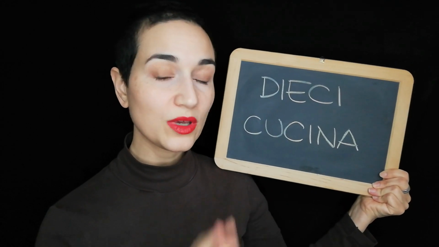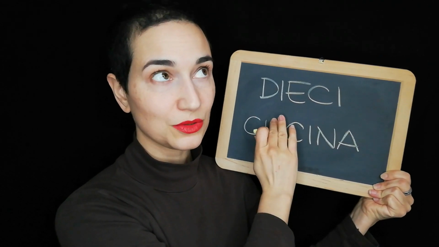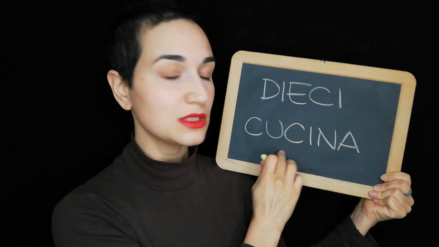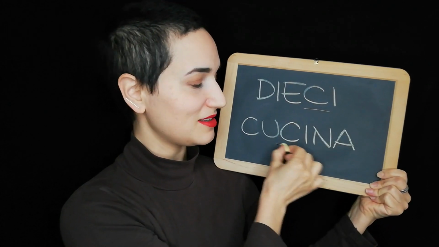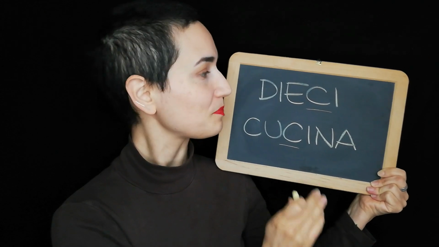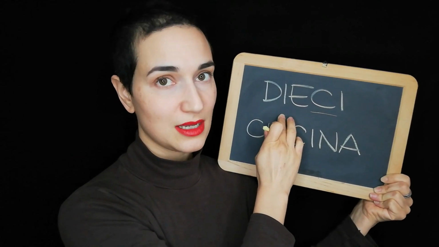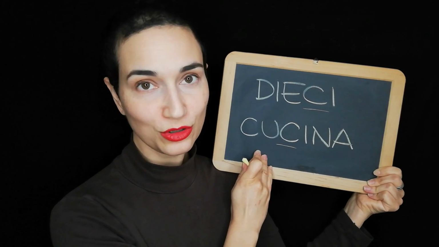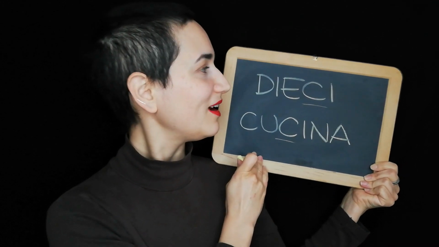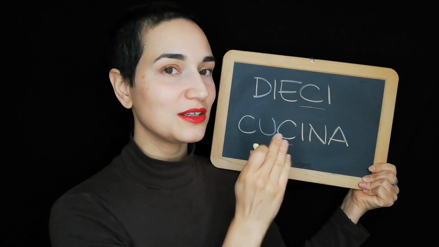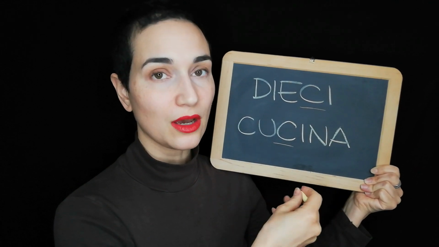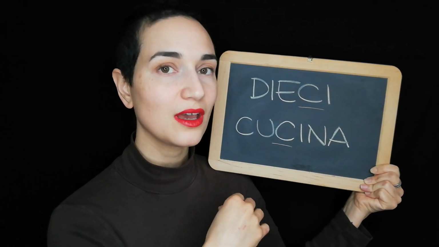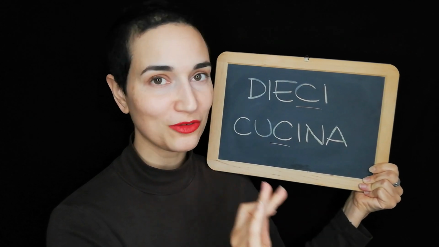Okay, so with these two words, dieci and cucina, we focus on the C and how we pronounce it. Dieci means 10, the number 10, and cucina means kitchen, where you cook, where you eat, probably. So the ci is a soft sound, ch. This soft sound that comes out, dieci, cucina. It's very soft, very flowing.